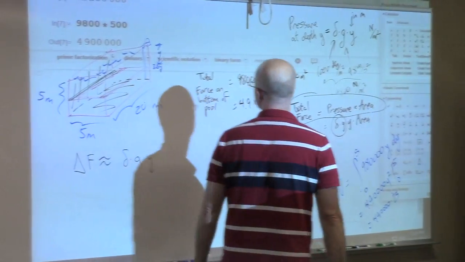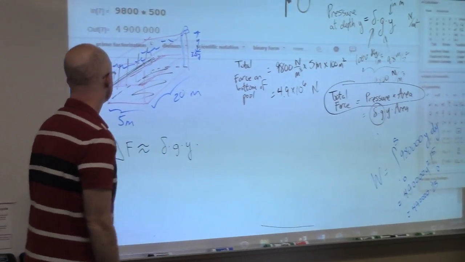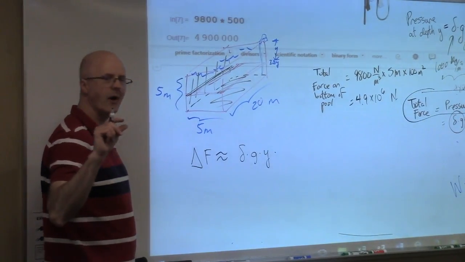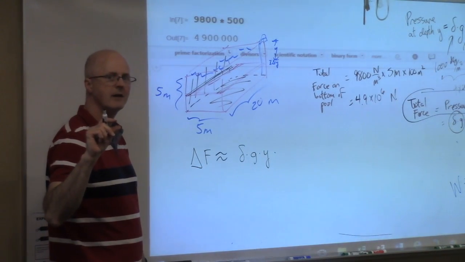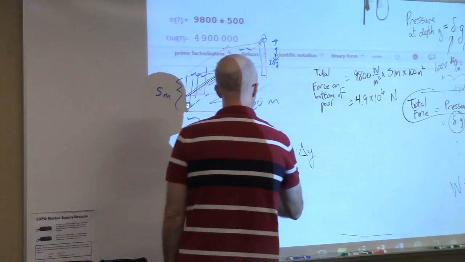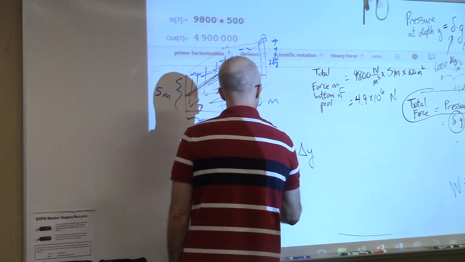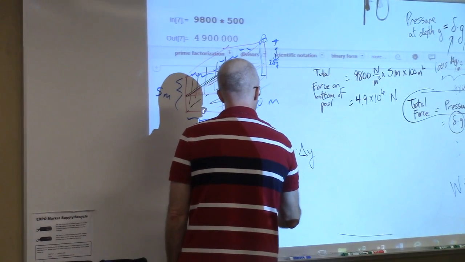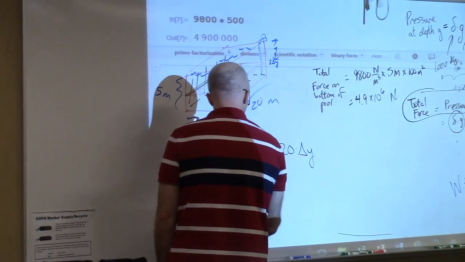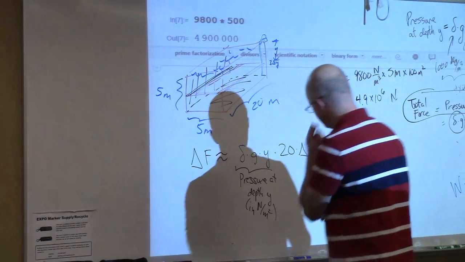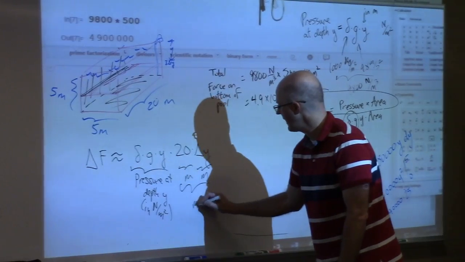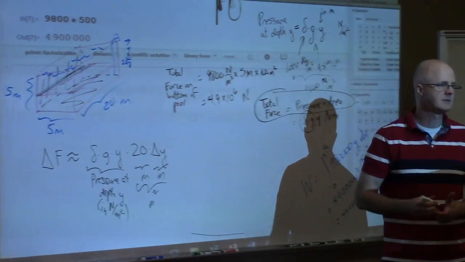That's the pressure at that depth times the area of the thin slice. Its length is 20. Its height is delta Y. Its area is 20 times delta Y. There's the pressure at depth Y. Again, in newtons per square meter. That's units of pressure. This is in meters. This is in meters. That's in meters squared. The meters squared cancel. This is in newtons.